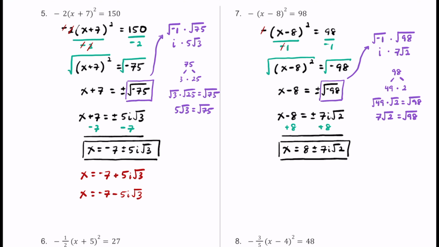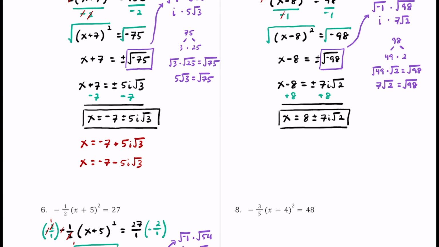Okay, so these are our two solutions. If we want to write them separately, I can show that as well. So we can write x is equal to 8 plus 7i root 2, and then we can also write x is equal to 8 minus 7i root 2.